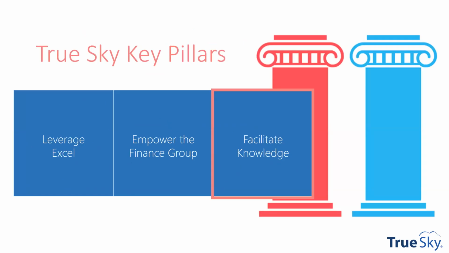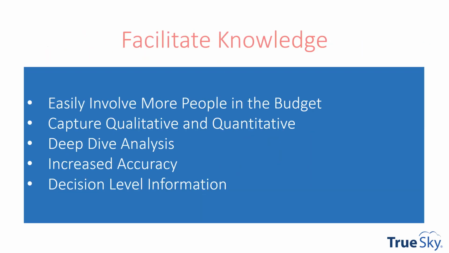And our last pillar was to facilitate knowledge. So we wanted to make this as easy as possible to get more people involved in the budgeting process. The closer people are to the action, the better the numbers. As well, if people are responsible for numbers, you can make them more accountable. So if you can roll out the budget to more people, you're going to get much better information, and you're going to make people more accountable for the numbers.